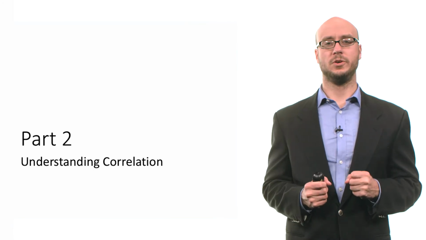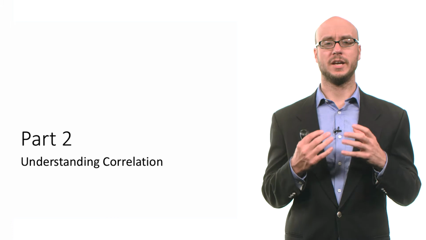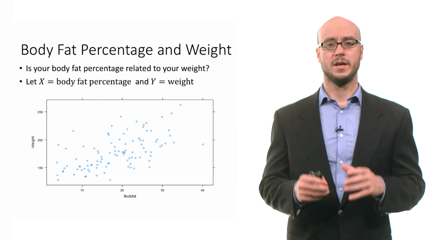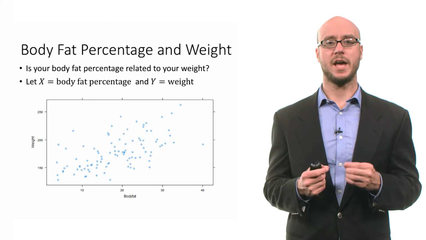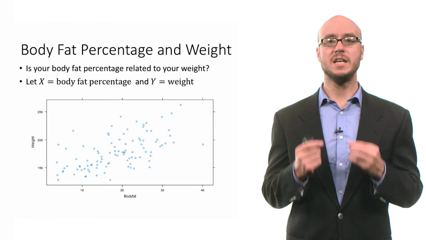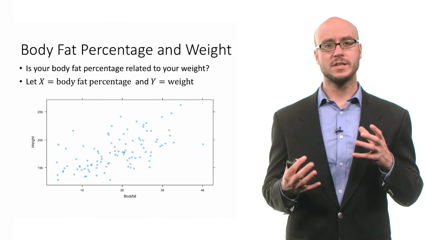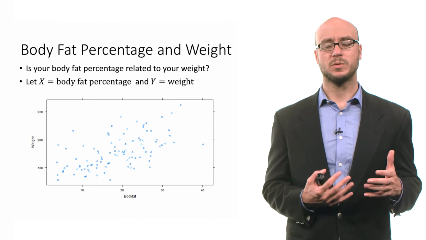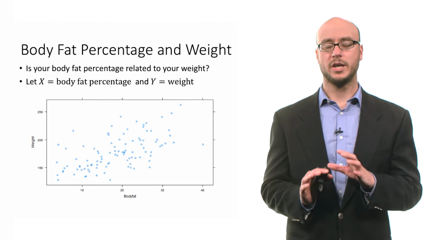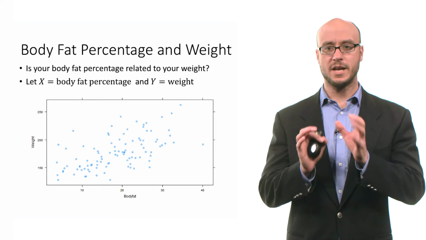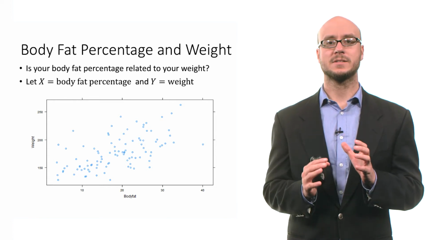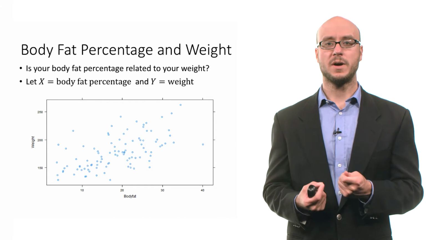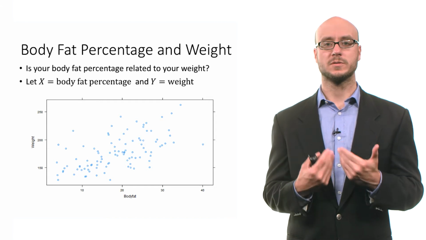Welcome to part 2 in our discussion of covariance and correlation. Here's a data set of body fat percentage and weight. So this is a data set of individuals. And our question is, is body fat percentage related to your weight? So we're not looking at US states. Each data point here is a particular individual. And we're letting X equal a person's body fat percentage and Y equal a person's weight.